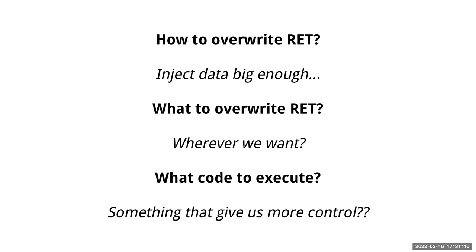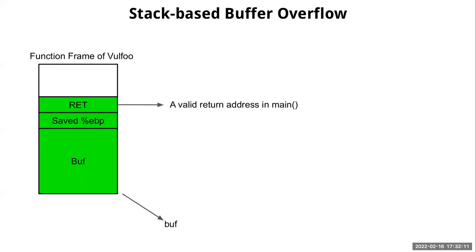So at a high level, the idea is we want to return to a piece of code that we put into the program's address space. So how do we put the code in the address space? We can just put it in the buffer, right? We put it in the buffer, then we point that return address to our buffer.